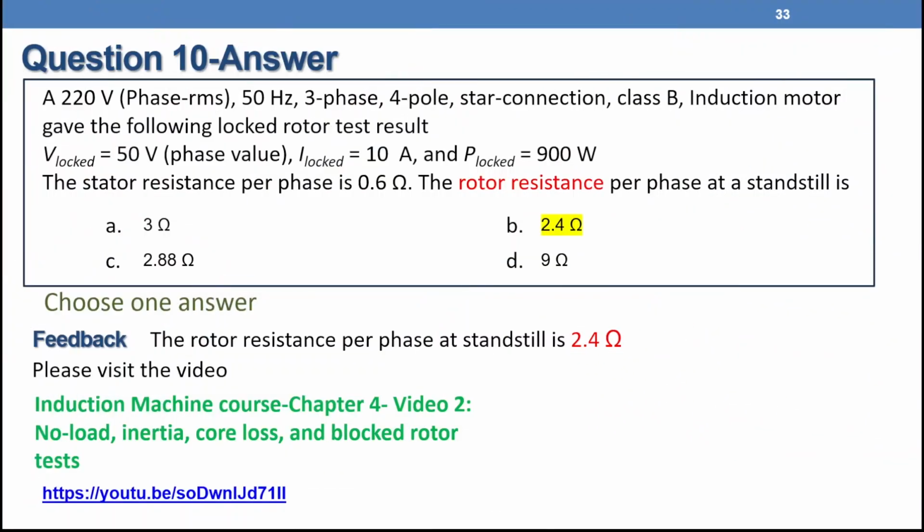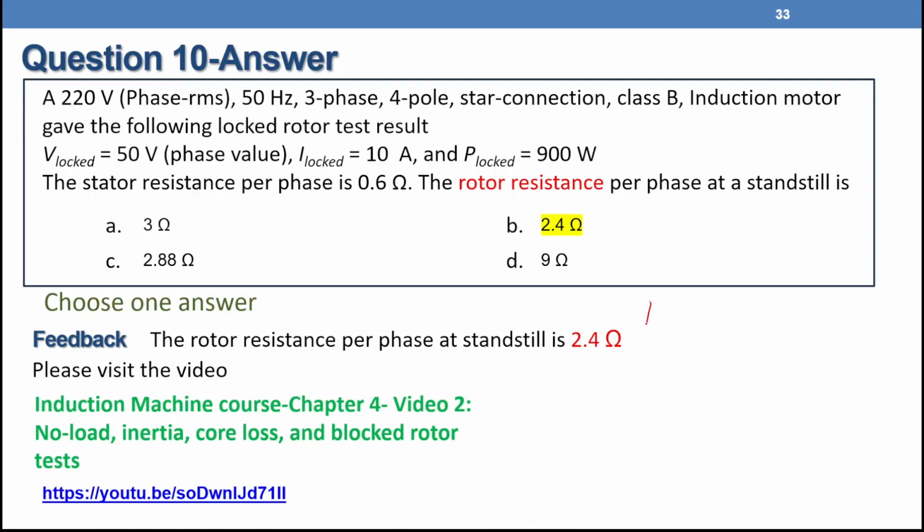Question number 10. A 220 volt phase RMS 50 Hz 3-phase 4-pole star connection Class B induction motor gave the following locked rotor test results. V locked phase value 50 volt, I locked 10 ampere and P locked 900 watt. The stator resistance per phase is 0.6 ohm. So he wants the rotor resistance per phase at standstill.